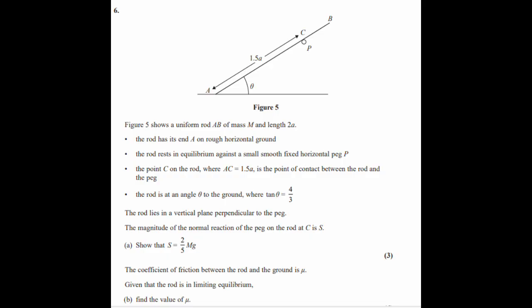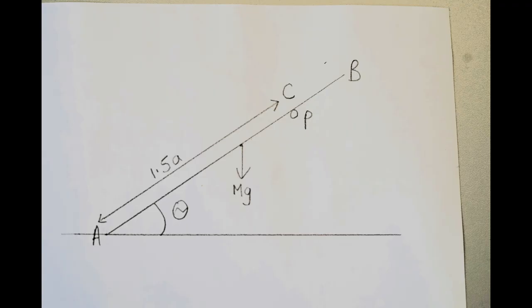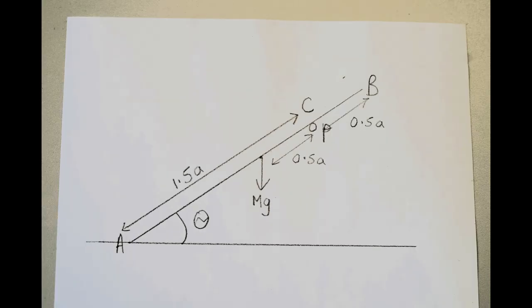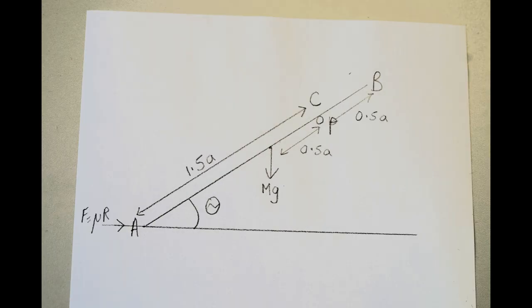Before we start this question, let's label up the diagram a bit more. It's a uniform rod, so its mass will act in the middle. So we'll label on mg, which is its weight, a force equaling mass times gravity. As the length is 2a, we can label on 0.5a here and here. If the rod rests on a rough plane, that means friction will be trying to stop it sliding to the left.